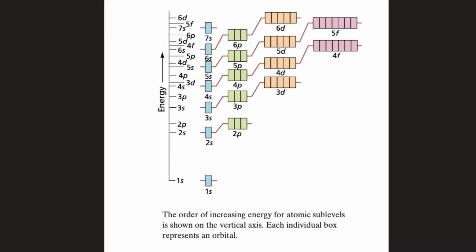So if we look at this, we have the 1s, and the 1s is always going to fill first, and we know that because of the Aufbau principle. Right, the Aufbau principle says that electrons fill orbitals of lowest energy first.